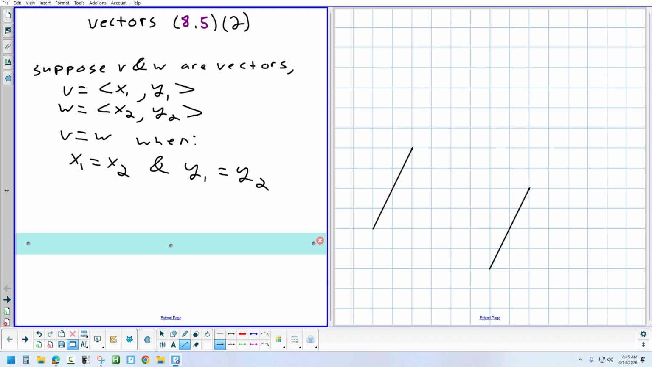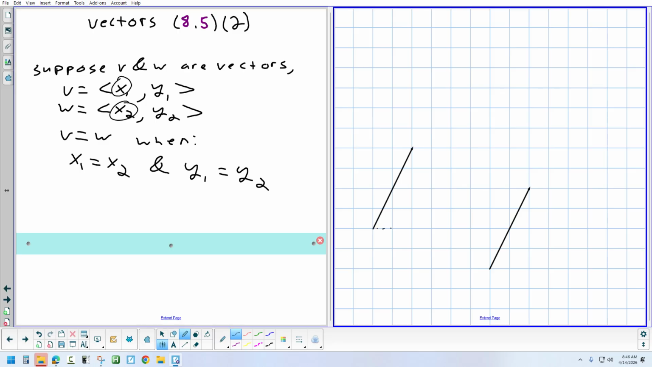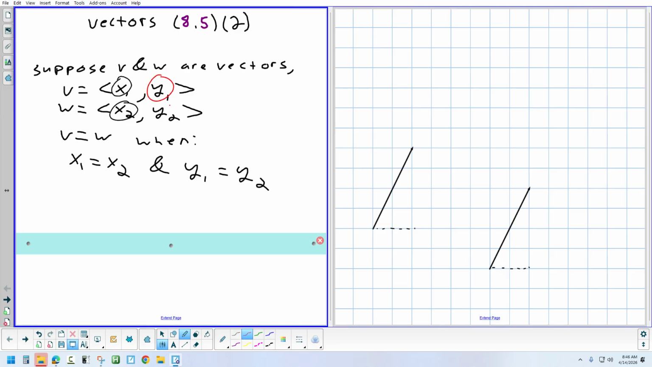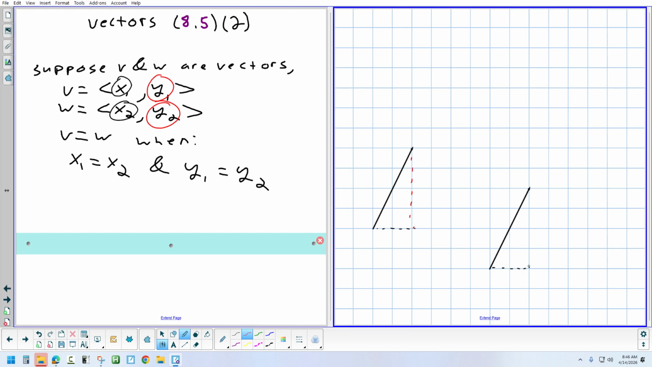What it means for two vectors to be equal is that if you compare the horizontal components to each other, those are the same. So if we look at that, they're both 2 to the right. And then if you compare the vertical components, y1 and y2, they have to be the same. 4 up, 4 up. So those are the same vector, even though they do not have the same initial and terminal point.